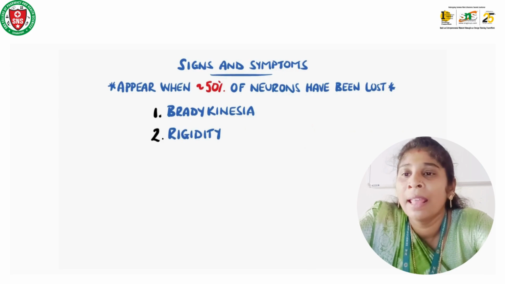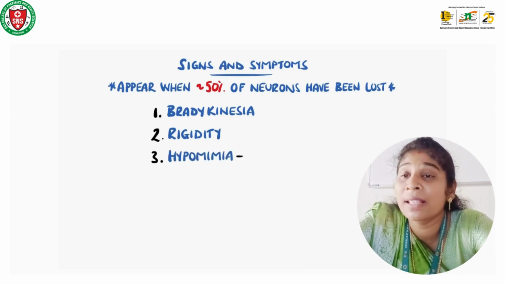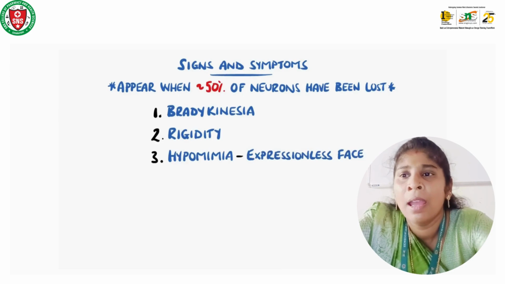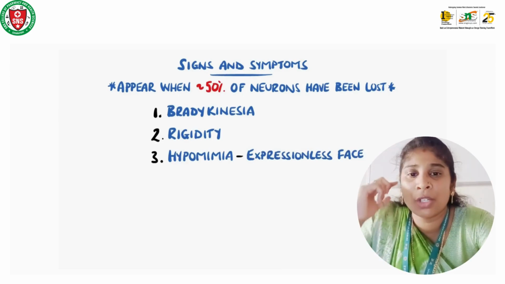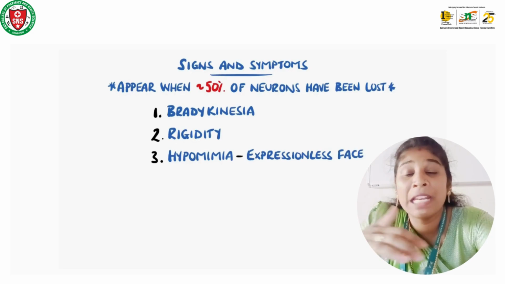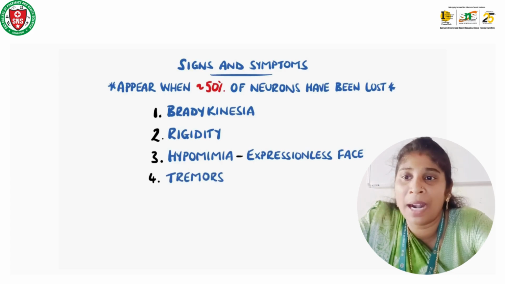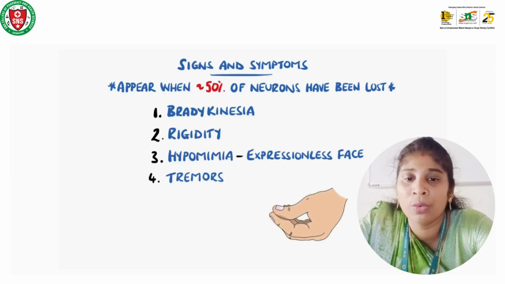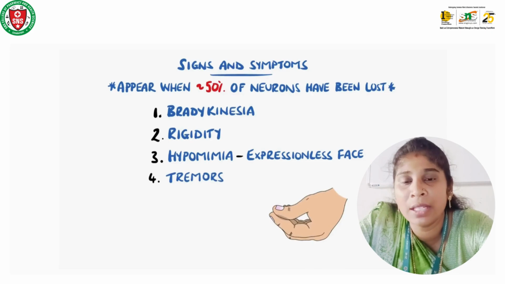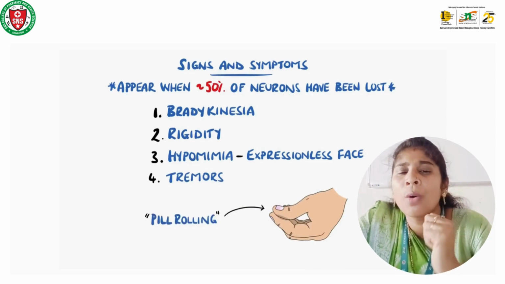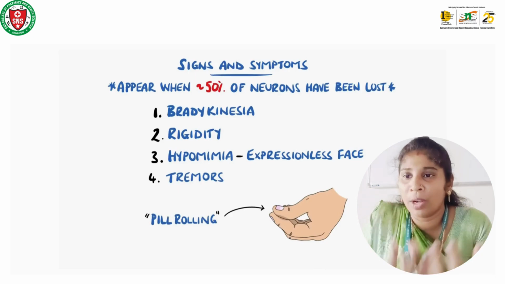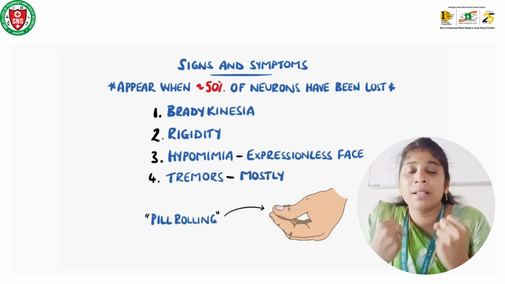Okay, fine. Then coming to the signs and symptoms of Parkinson's disease. It appears when 50% of our brain neurons have been lost or damaged. The first one is bradykinesia. Everyone knows that brady is about slow and kinesia is movement, that is slow movement in our body parts, and rigidity, which is muscle stiffness.